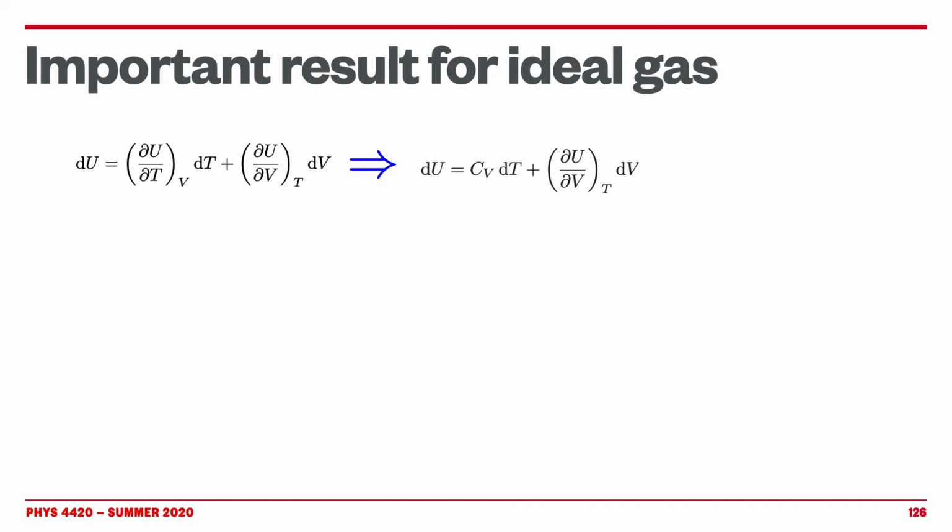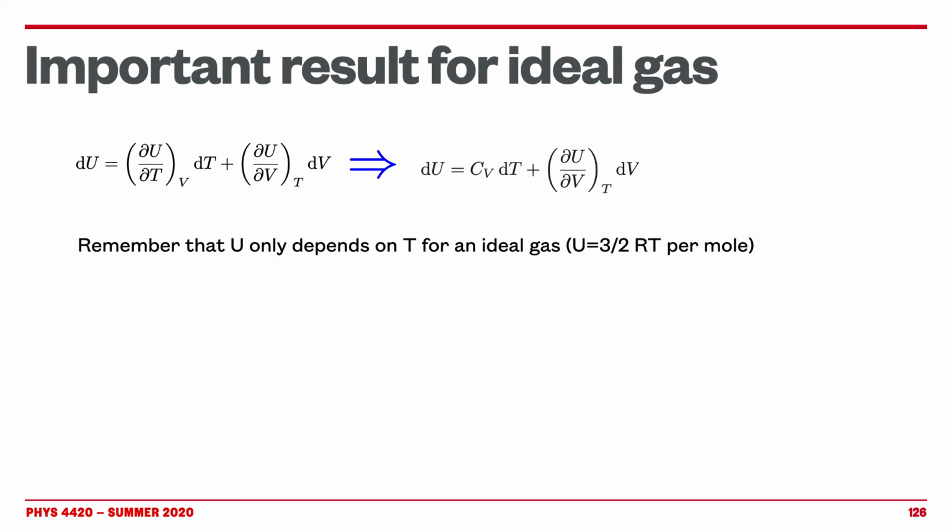dU equals Cv dT plus (dU/dV) at constant temperature times dV. This is true in general. However, for the ideal gas, U only depends on the temperature, and that means the second term is 0. So for an ideal gas, we have dU equals Cv dT. This is a result that's actually used a lot. It is used a great deal, but it's truly only correct for an ideal gas.